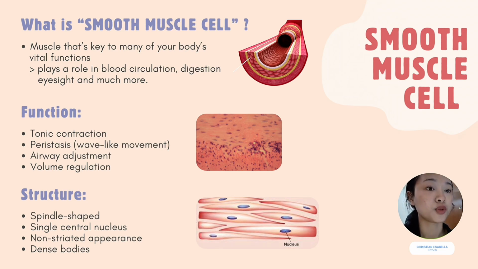Now is the section of smooth muscle cell, which is spindle shaped, meaning they are wide in the middle and tapered at both ends. So each cell contains a single centrally located nucleus. The third is the cell has a non-striated appearance, so they do not show the stripe pattern. They contain dense bodies, which anchor the contractile proteins and allow the cell to contract efficiently.